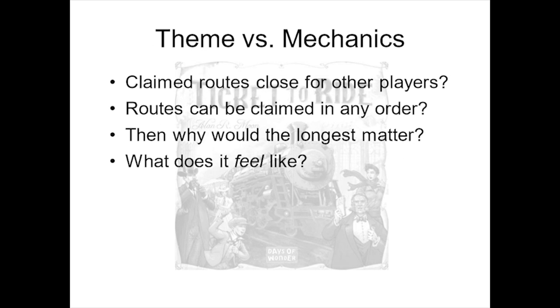But there's a problem here. The theme and the mechanics don't necessarily match up. For example, why do routes close up for other players when you buy them? Why is it that if you travel on a route, suddenly no one else can? And maybe even worse, why can routes be claimed in any order? If this is a game about traveling, it seems like your presence on the map should actually matter. If you're trying to complete a trip from New York to Seattle, why is it possible that you can go from Denver to Chicago, and then from Denver to Seattle, and then from New York to Chicago? That doesn't really make any sense.